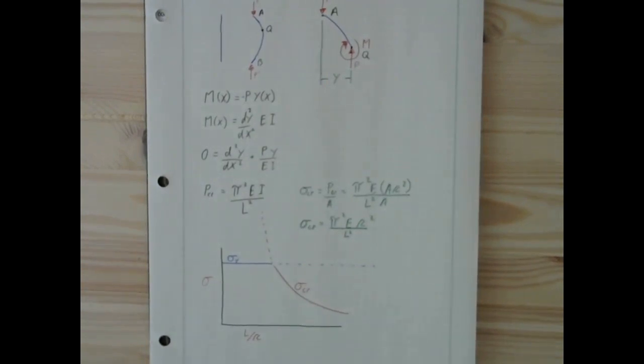Okay, so now we've determined this for a pinned column, but obviously there's other column boundary conditions that you could apply. And we've got a really great trick for dealing with that. So let's look at that in the next video.